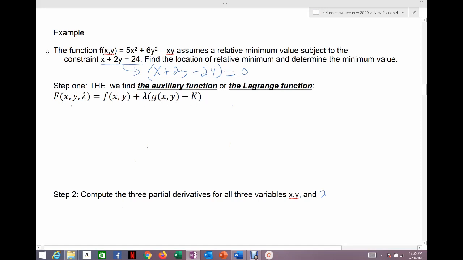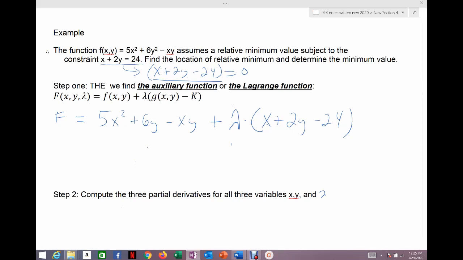Alright, so here's the Lagrange function I'm going to plug my parts into. My capital F represents the Lagrange. The first thing I write down is the original function, and then plus the new variable lambda times my constraint equation that I've set equal to 0, so the x plus 2y minus 24. And again, it's in parentheses, as that entire expression is being multiplied by my Lagrange variable, my lambda.